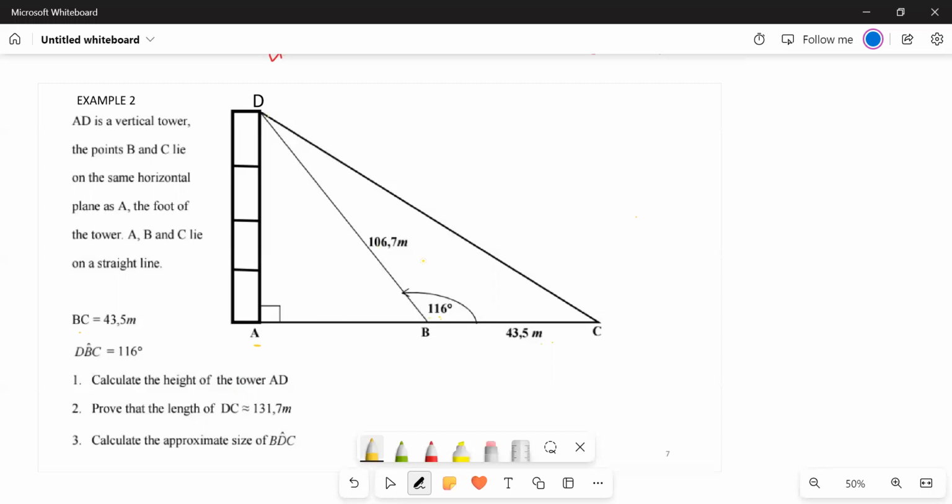Okay. Now, before you do anything, this is what we agreed on. We're going to identify the triangles that we have. Okay? Now, let's start.